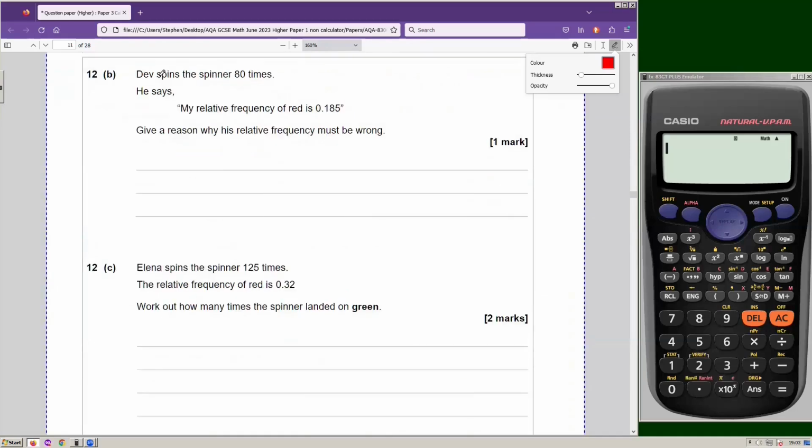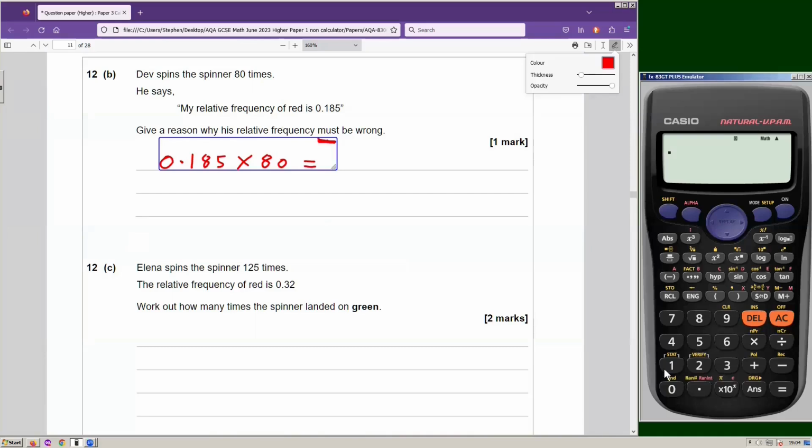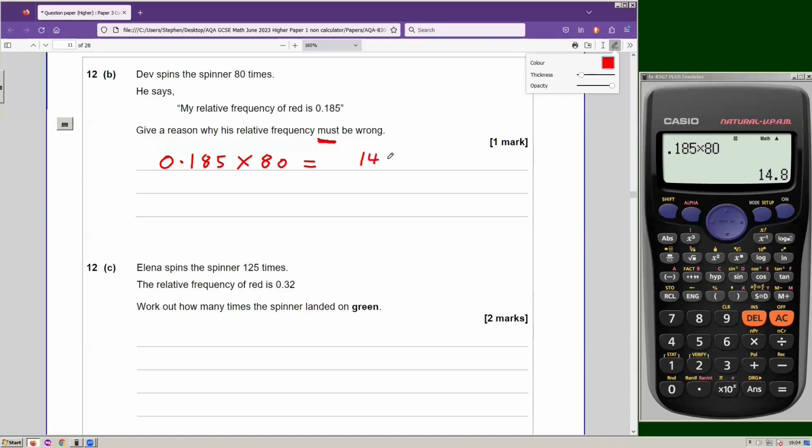Okay. Dev spins the spinner 80 times. He says, my relative frequency of red is 0.185. Give a reason why his relative frequency must be wrong. Why must it be wrong then? Well, let's see how many times it came up red then. 0.185 times 80. Well, that's the reason. 14.8 reds. Impossible. Must be a whole number.